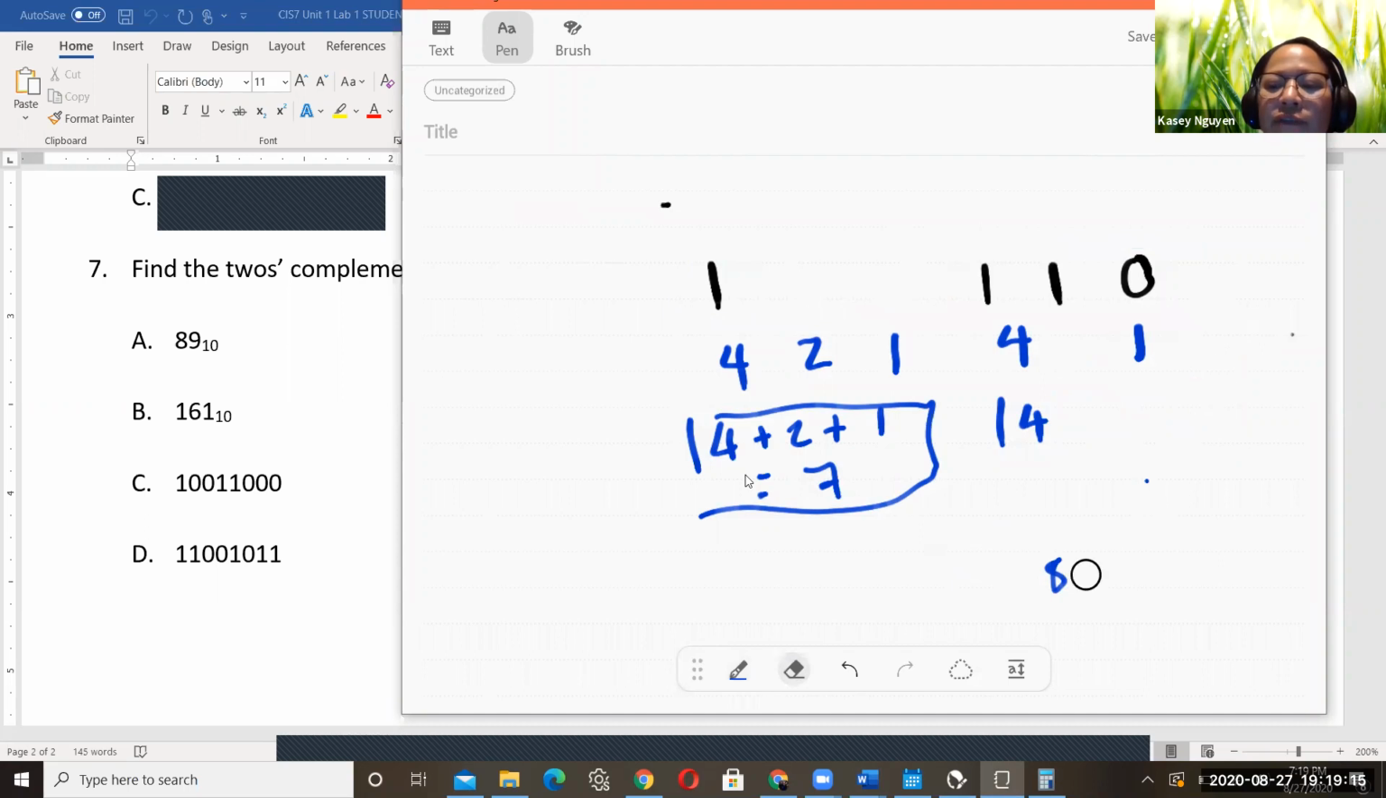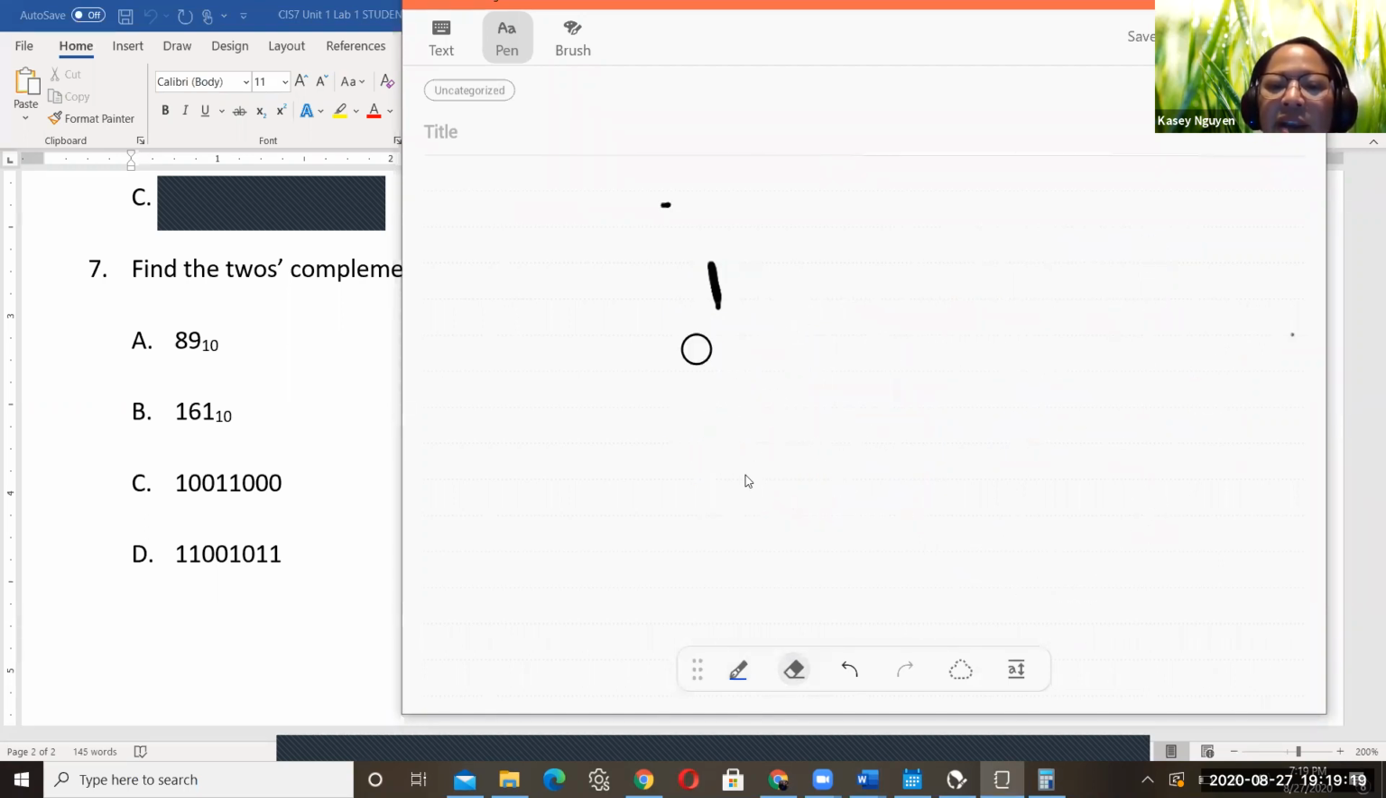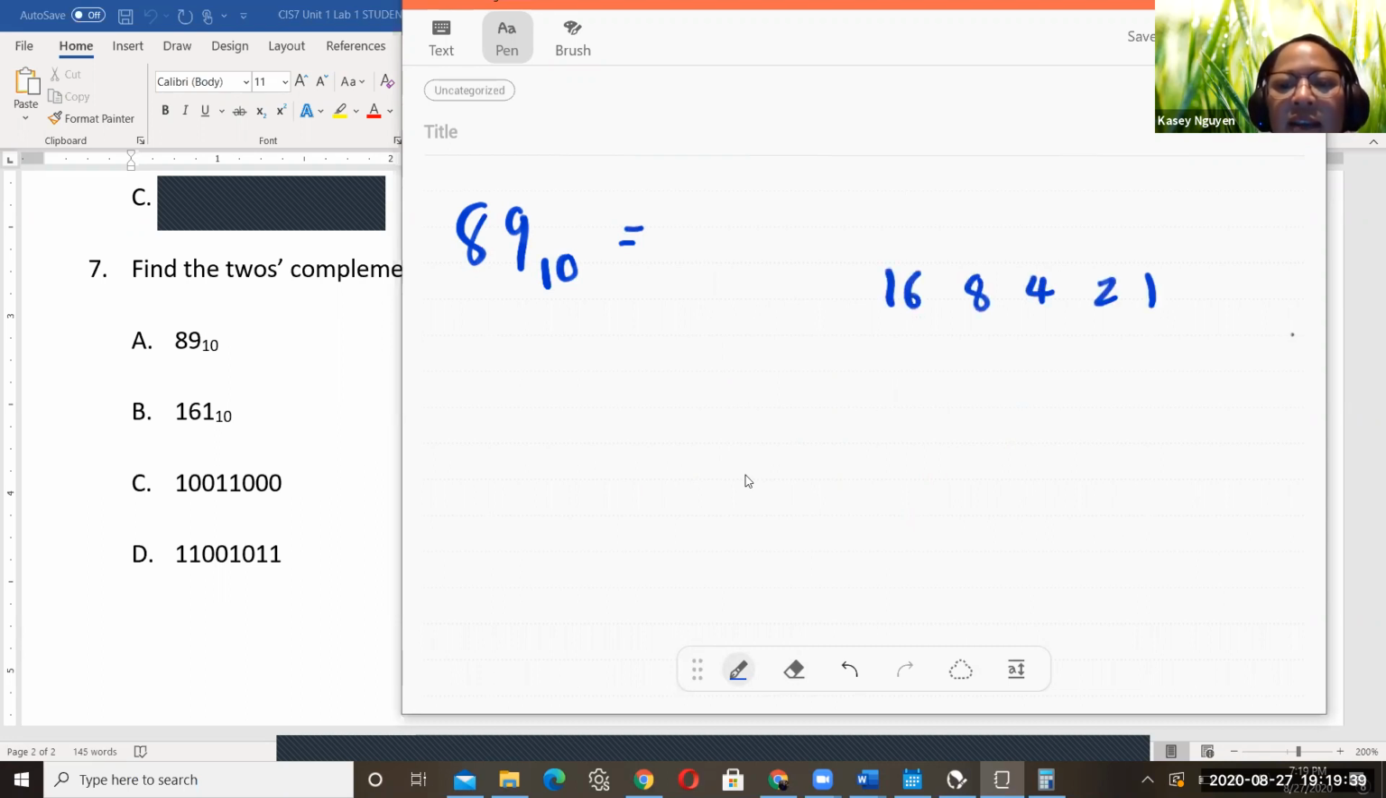Okay, so the first step is to take that value and convert it into binary. We can use the subtraction method that we've been using, or if you like the division method, that's fine, as long as you get it into the binary value. Okay, so we have 1, 2, 4, 8, 16, 32, 64, and 128. I don't really care about 128 because 89 is less, right?